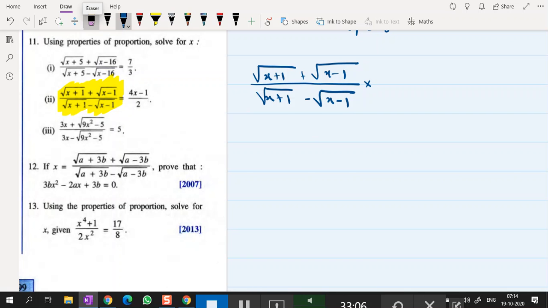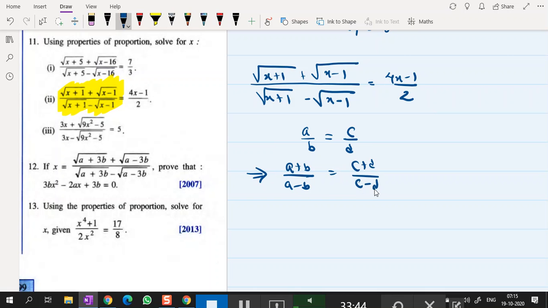Componendo dividendo says that if you have a by b is equal to c by d. I'm sorry, I have to take the other side also. 4x minus 1 by 2. So what you do is if you have a by b is equal to c by d, you write it as a plus b upon a minus b is equal to c plus d upon c minus d.